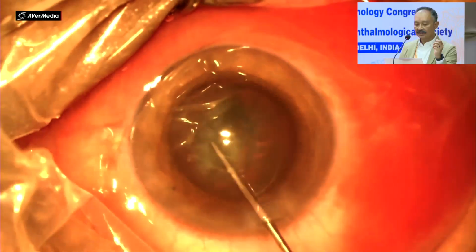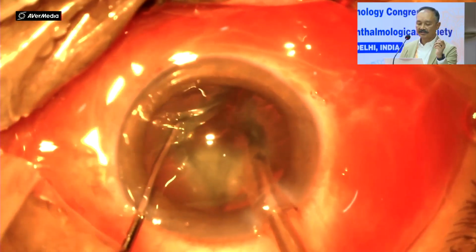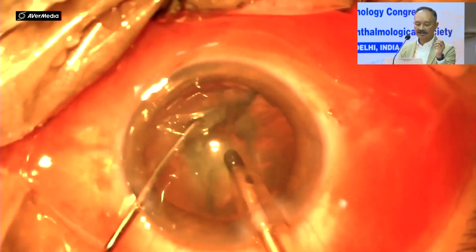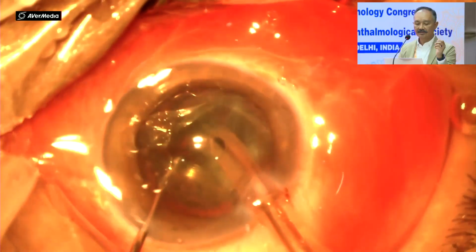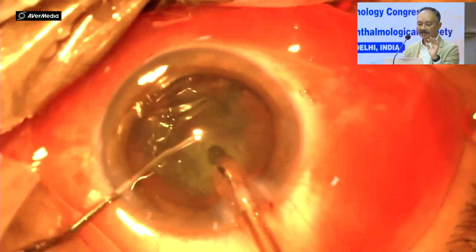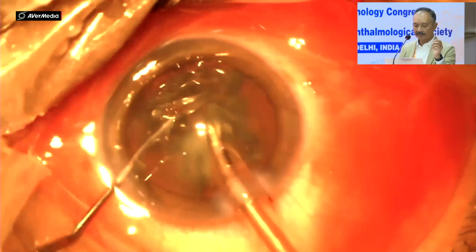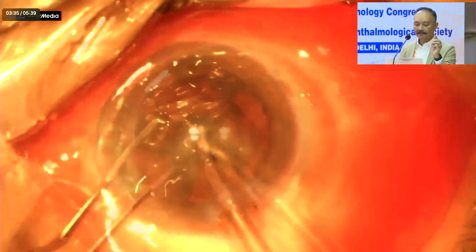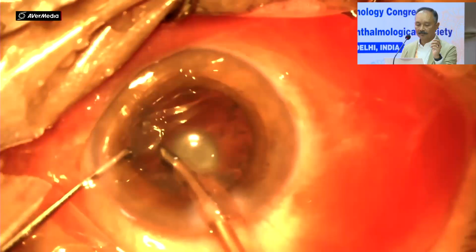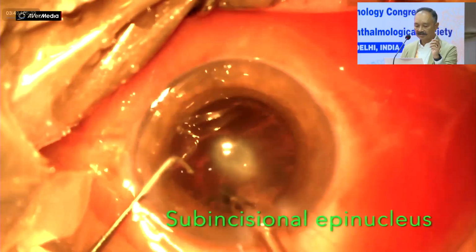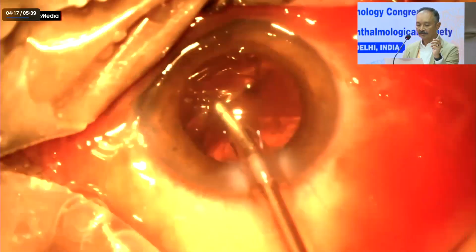Again, in a similar way, inside-out hydrodelineation, we have engaged the nucleus and done the first crack. Once again, the next crack is done. We have such good mobility of the phaco tip all around that we can approach many parts without having to rotate the nucleus in front of the phaco tip. Now we have removed most of the nuclear elements, and subincisional epinucleus sometimes needs to be mechanically dislodged and removed.